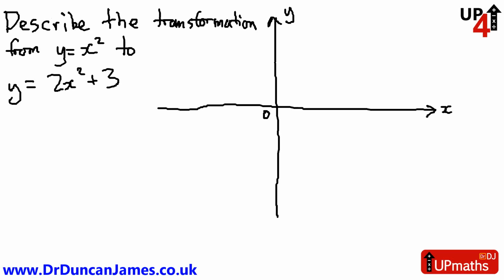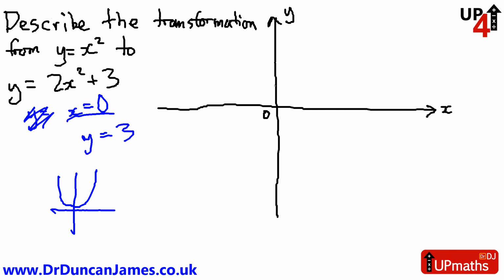I'm purposely going to keep this video really quick. Let's describe the transformation from y equals x squared, which looks like this. For the graph y equals 2x squared plus 3, how are we going to work out how to sketch it? Let's put x equals 0, in which case y equals 3. So we've now got this point.